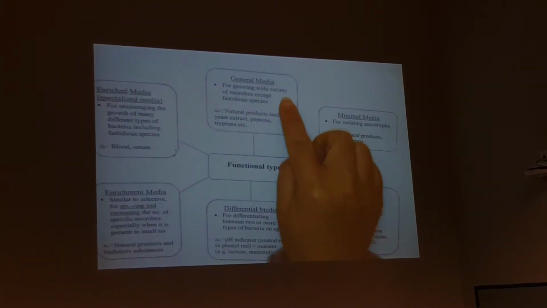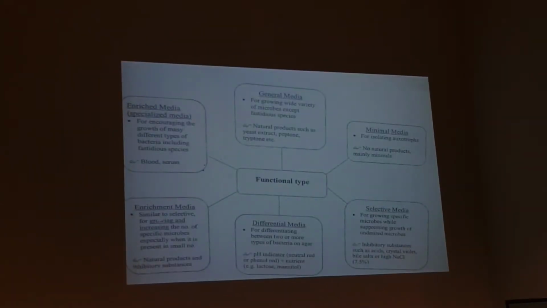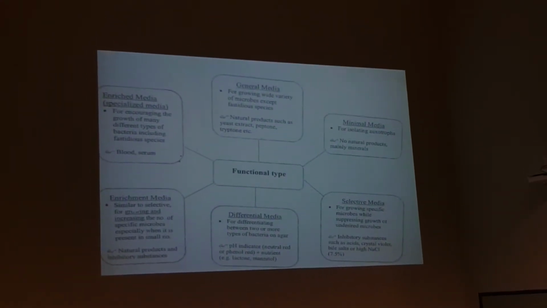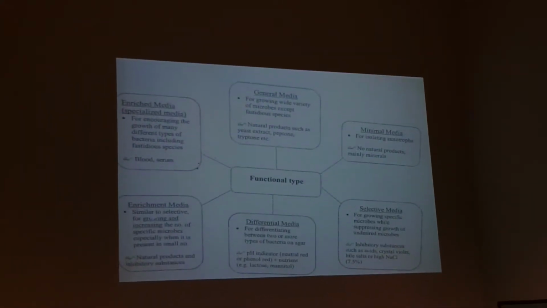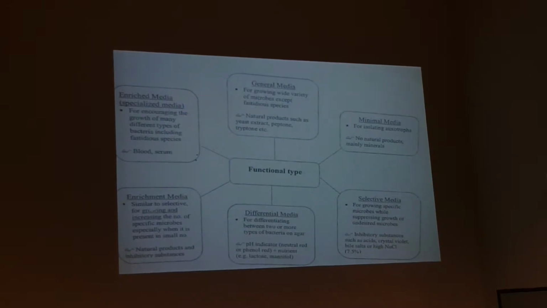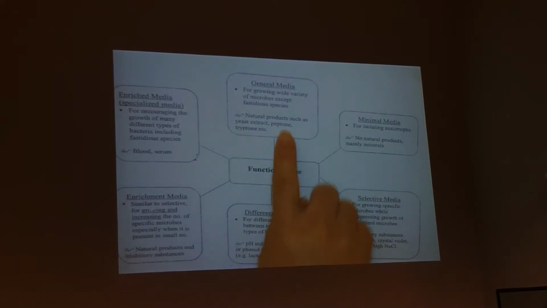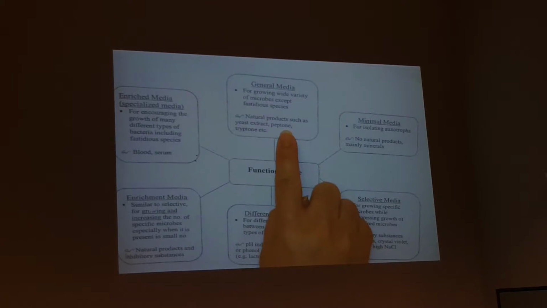So general media, the function of general media is to grow a wide variety of microorganisms. For example, nutrient agar that you use in the lab, you can use it to grow E. coli, you can use it to grow S. aureus, and sometimes different types of contaminants also grow inside. That means it can grow many different types of organisms. So it contains natural products such as yeast extract, tryptone, peptone, except for blood and serum. Blood and serum, we don't put here. We put them inside the enriched media.